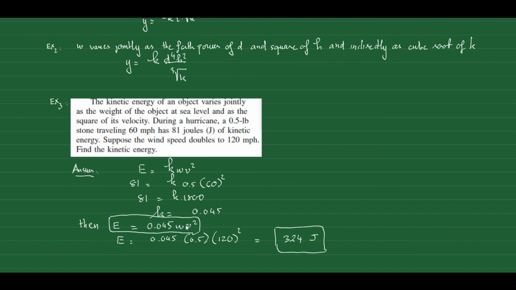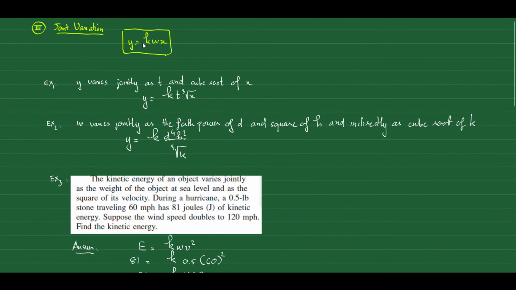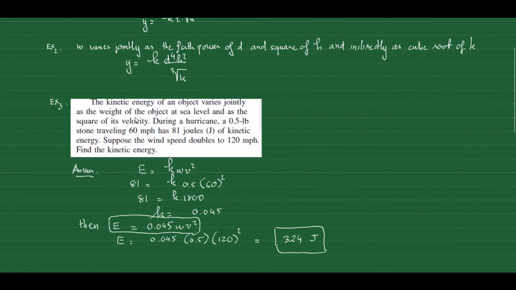So it's not always simple like this. If it is simple like this, it will be easy, and you can read this as y varies jointly as w and x. But sometimes they can combine everything. Okay, good.